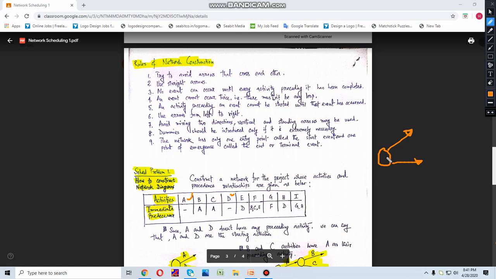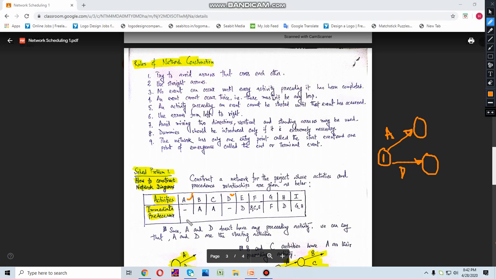So this means that they are generating from a single event. So let us write down A here and D here. So this is the first step which we understand from this relationship. Now see, I hope you understood this thing.